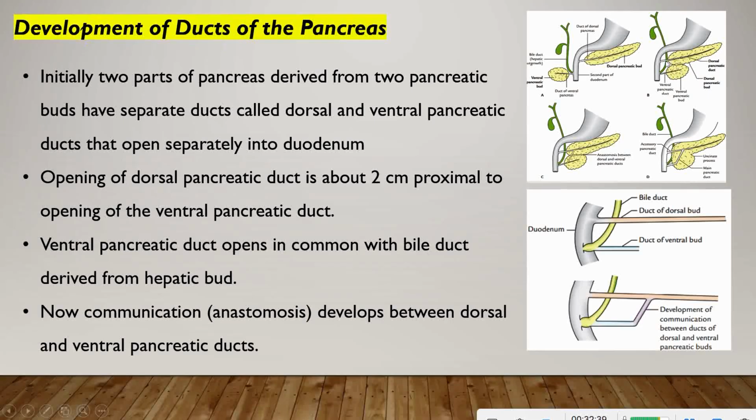Ventral pancreatic duct opens in common with the bile duct derived from the hepatic bud. So you can see here the dorsal pancreatic duct is directly opening, but the ventral pancreatic duct is opening along with the common bile duct. Now there is communication between the dorsal and ventral pancreatic duct. So you can see here communication is between the dorsal and the ventral pancreatic duct.